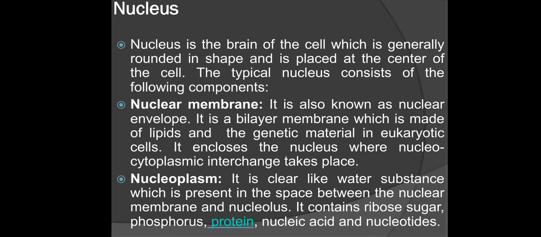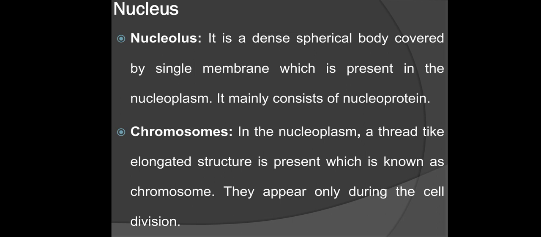Nucleoplasm. It is a clear, watery substance which is present in the space between the nuclear membrane and the nucleolus. It contains ribose, sugar, phosphorus, protein, nucleic acid and nucleotides. Nucleolus. It is a dense spherical body covered by a single membrane which is present in the nucleoplasm. It mainly consists of nucleoprotein.